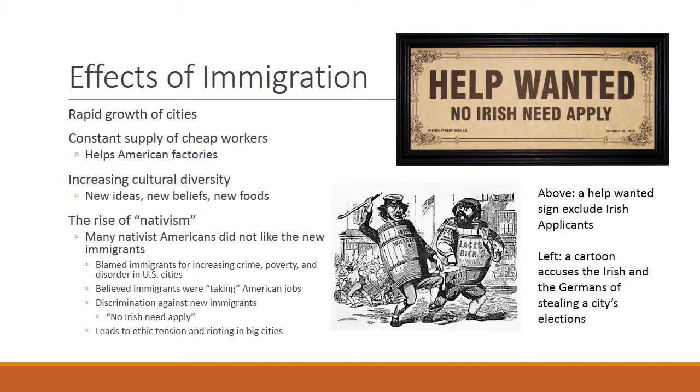And basically, many nativist Americans did not like the new immigrants. They didn't like them because they blamed them for increasing crime and poverty and disorder in U.S. cities. Many others blamed the immigrants for taking American jobs, and they thought that if these immigrants weren't coming over, then the native, quote-unquote, Americans, that is, the white people who had immigrated earlier, would be able to get those jobs and maybe make more money.